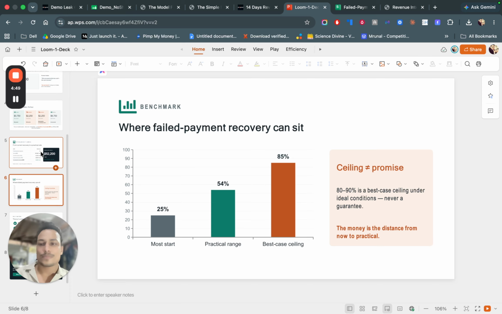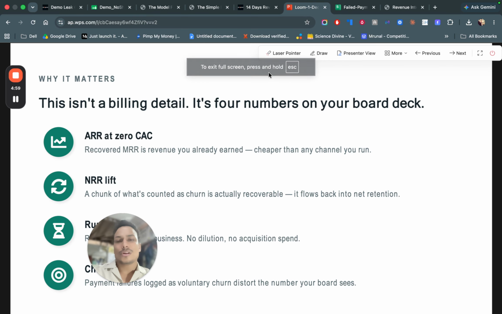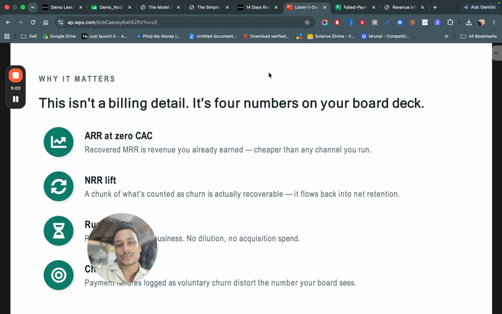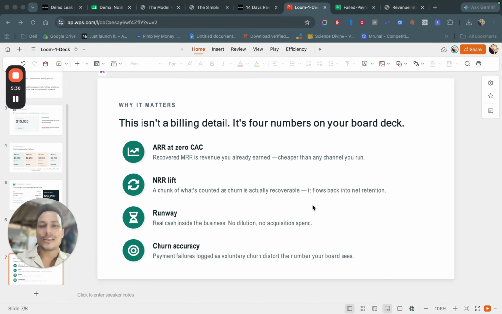Why does it matter? Beyond the dollar numbers, that incremental MRR, because you are recovering the churn before it happens, is ARR at zero CAC. It's cheaper than any channel you are running, and it lifts NRR because a chunk of what would have counted as churn is actually recovery. It's real cash, no dilution. It also fixes churn accuracy. If payment failures are being logged as voluntary churn, the churn number your board sees is wrong, and you can't fix a problem you are measuring in the wrong bucket.